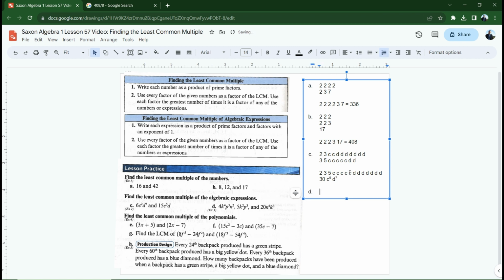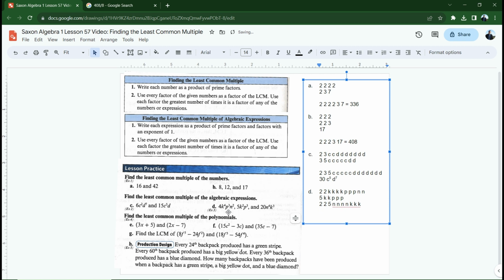All right, on to letter D. In letter D, we have 3 terms: 4k to the 4th p cubed n squared. Let's just break that one out right away. 2 times 2 times k times k times k times k times p times p times p times n. My next term is going to be 5 times k times k, p times p times p. And then my last one is going to be 20, which breaks down to 2 times 10. 10 is 2 times 5. So 2 times 2 times 5 times n times n times n times n times k times k.